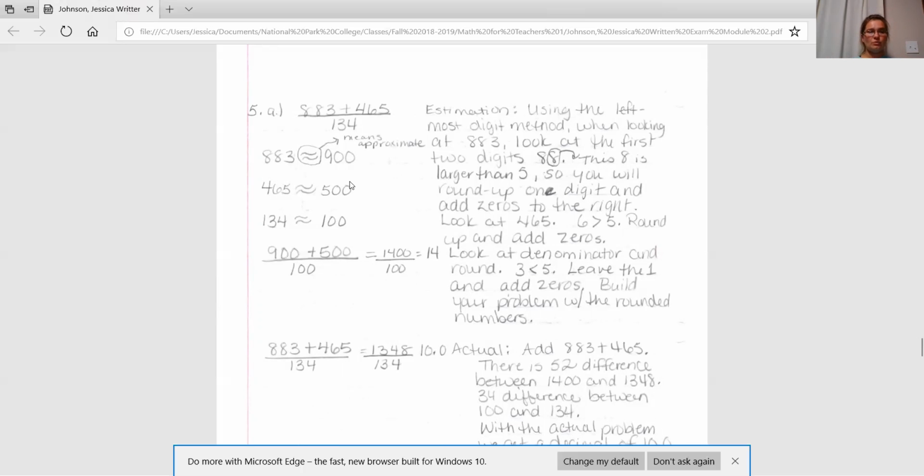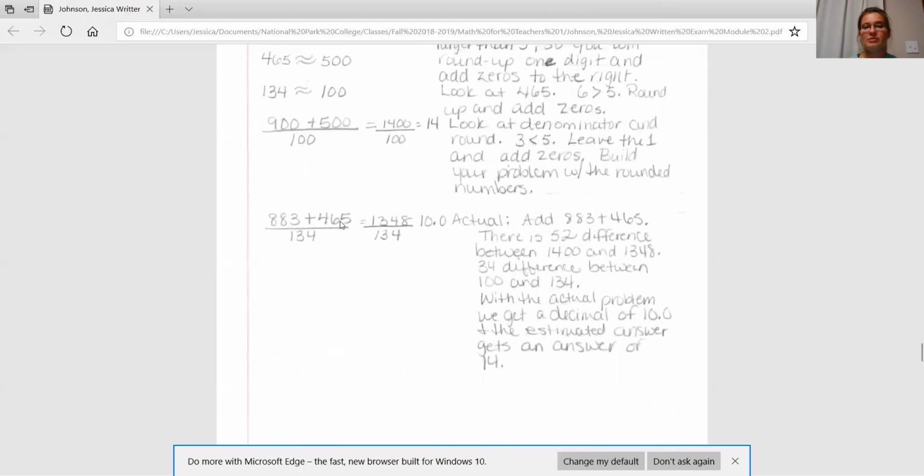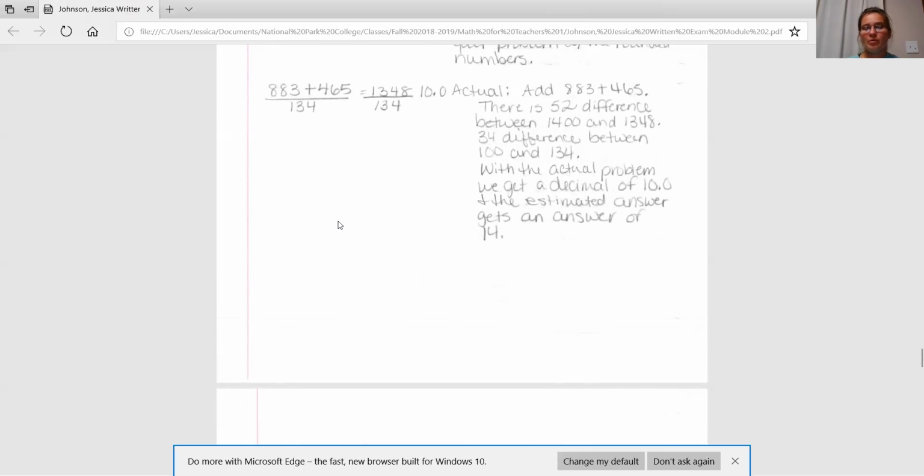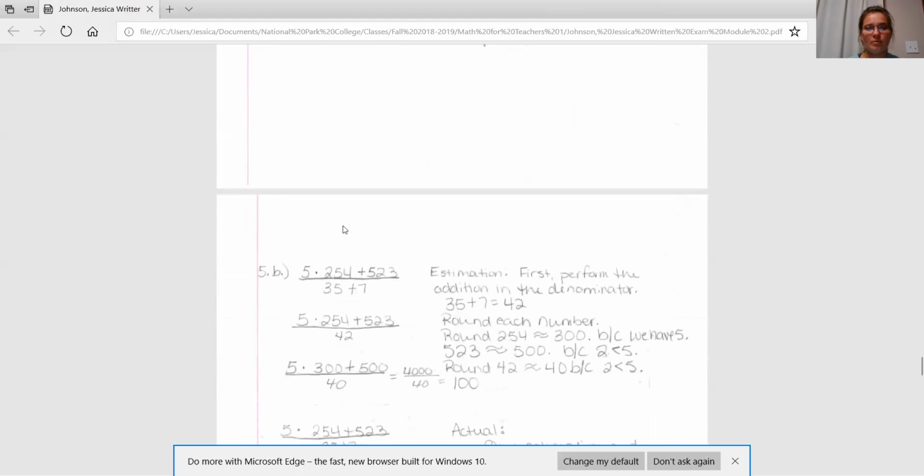Now, what about the actual answer? I did that for you. 883 plus 465 divided by 134 equals 10.0. Pretty close to your answer. Or, I'm sorry, pretty close to your estimation. If you need to compute a problem quickly, estimation is a great way to do a problem quickly.